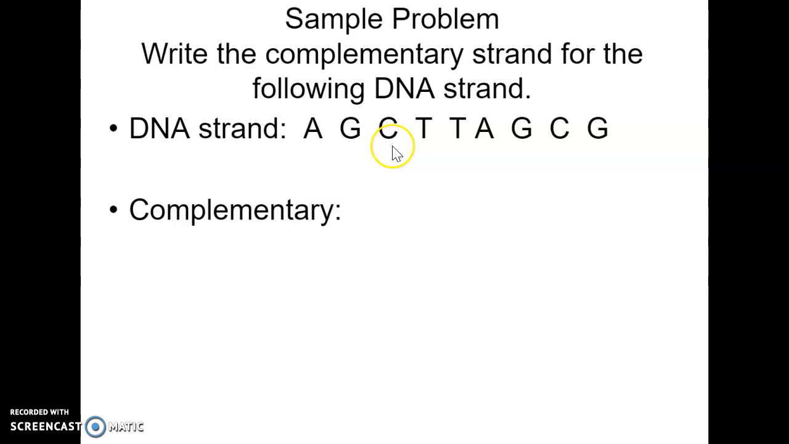Okay. So, sample problem. If this is our original DNA strand, what would our complementary strand look like? And of course, it won't let me write on it, but we would have A to T, G to C, C to G, T to A, T to A, A to T, G to C, C to G, and G to C. And that would be our complementary strand.